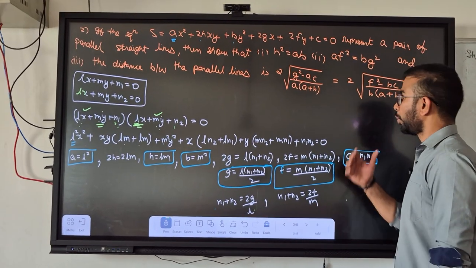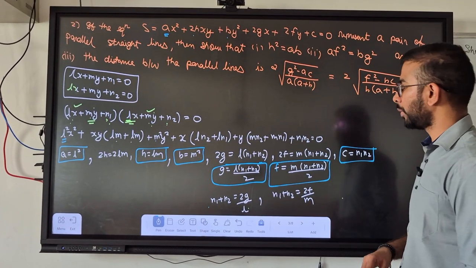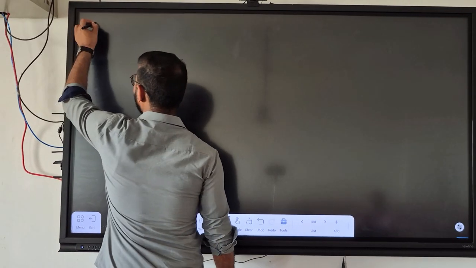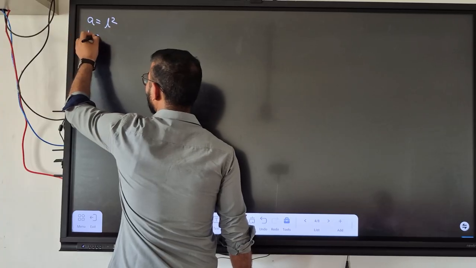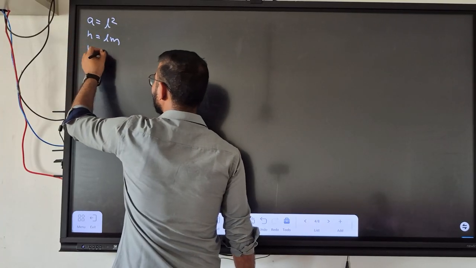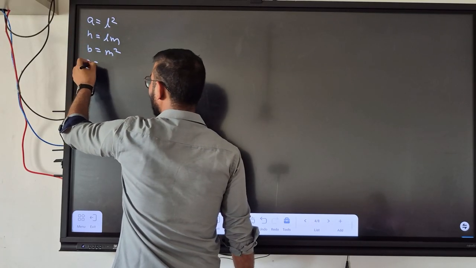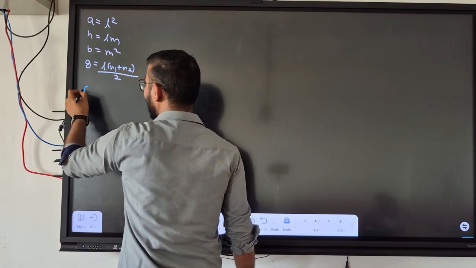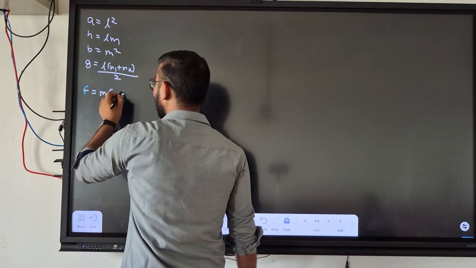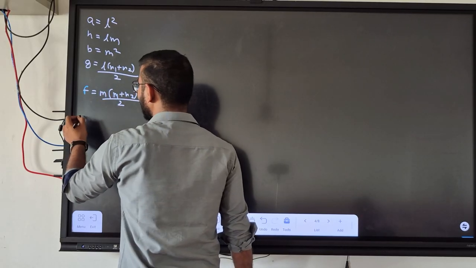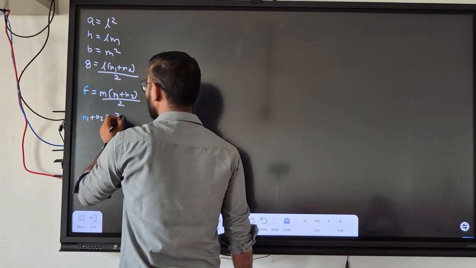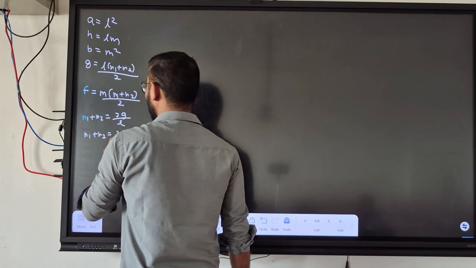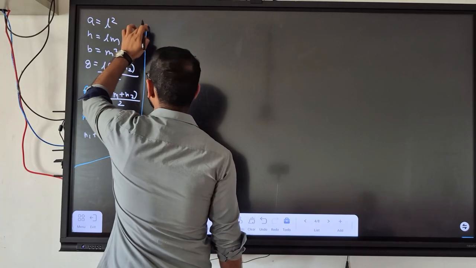So we'll start with the first bit, which is h square equal to ab, in the next slide. I'll write all the first conditions here. You are getting a as L square, h as Lm, b as m square, then g as L times n1 plus n2 by 2, f as m times n1 plus n2 by 2. Similarly, n1 plus n2 is 2g by L, or it is 2f by m.